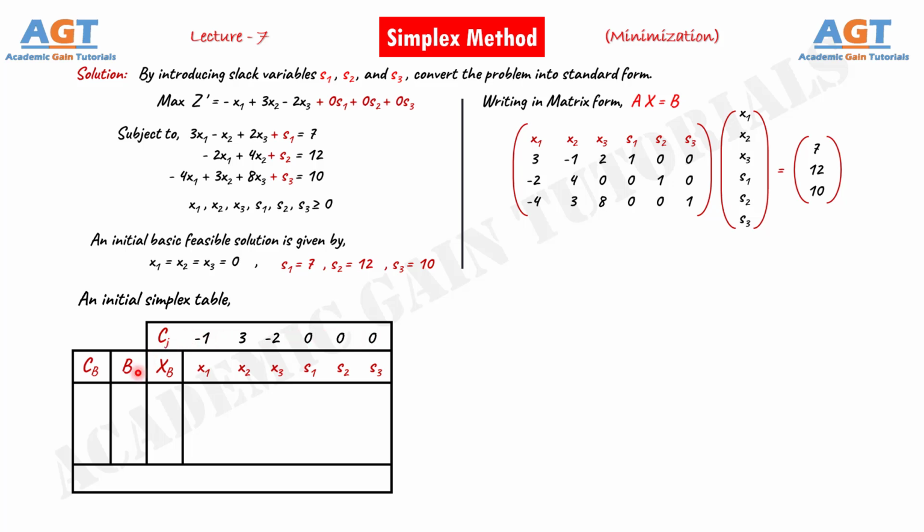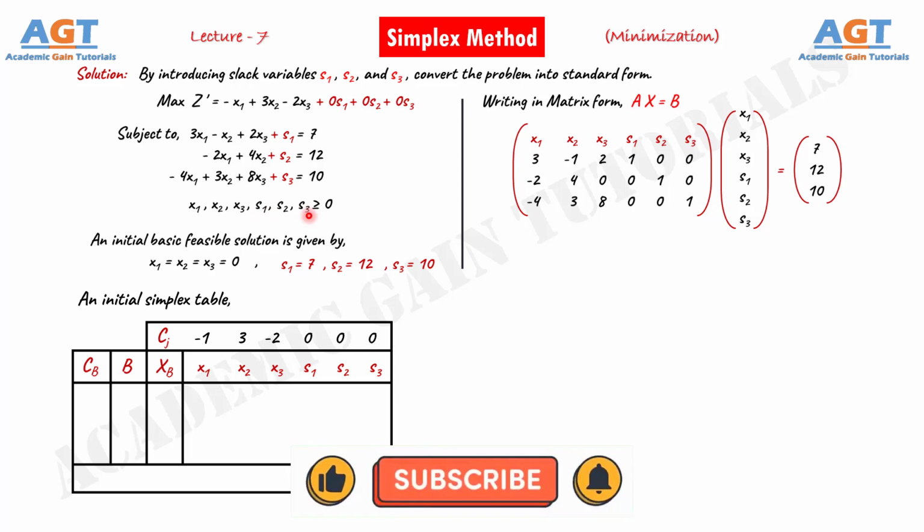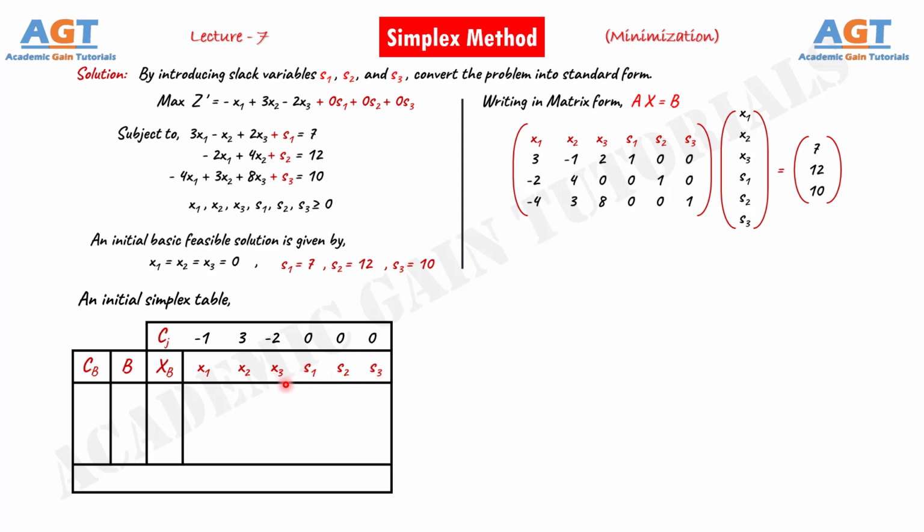Now, we will fill up the columns. The column B over here is the column for basic variables. When we make the first initial table, the slack or surplus variables that we introduced into the problem earlier will be written in this column B. So, here we can see that we have 3 slack variables. So, in the column B we will write the 3 slack variables, s1, s2, and s3.